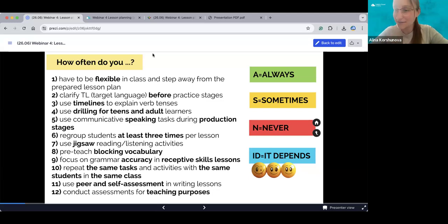A very great question. I really want to know, how often do you use timelines to explain verb tenses? When we draw something like a line, we draw present, we draw past here, future here. How often do you use these timelines?